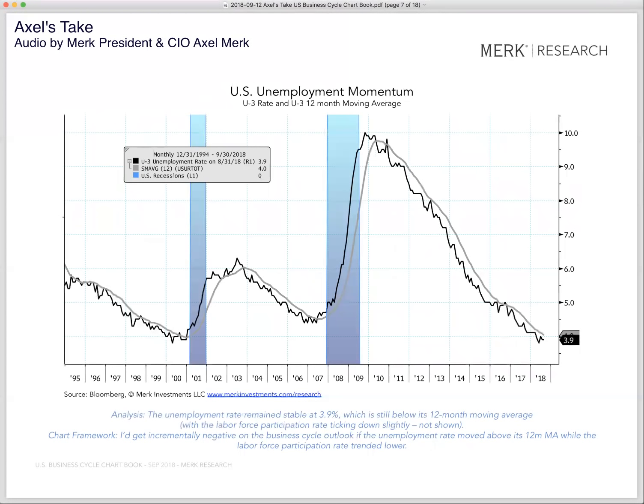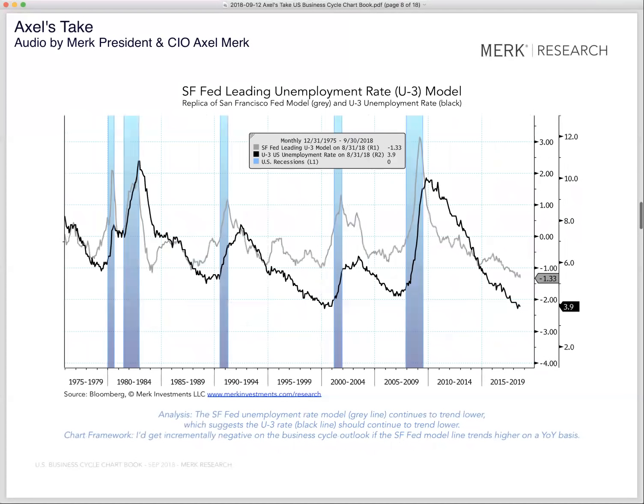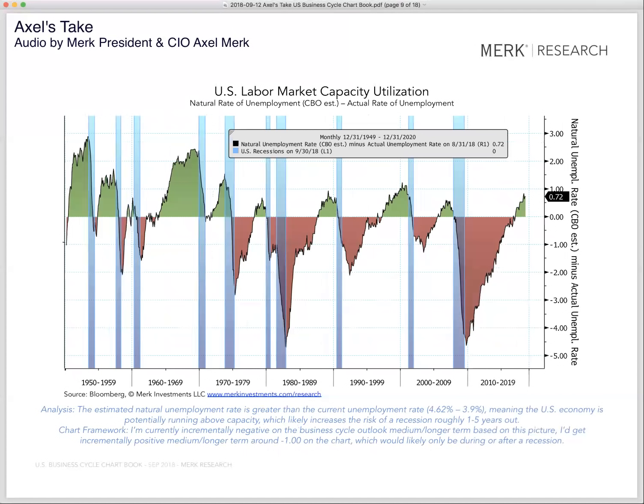The unemployment rate obviously has come down quite substantially. The reason we show a moving average here is that it signals a potential change in trend. That is not happening. The San Francisco Federal Reserve also has a model on the unemployment rate. I'm going to skip that here.